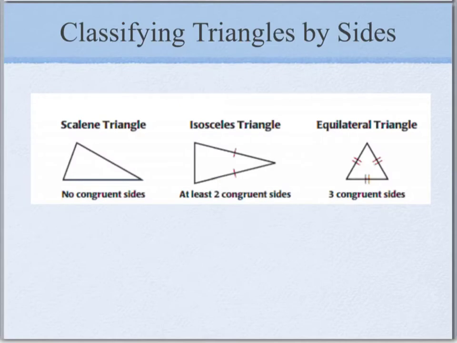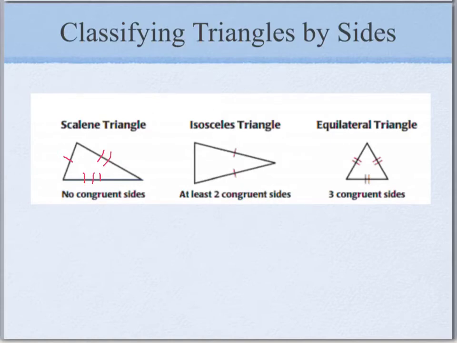The first way to classify triangles is by their sides. So if we have three sides that are not congruent to each other, in other words, no two sides are the same length, then we call that triangle a scalene triangle.